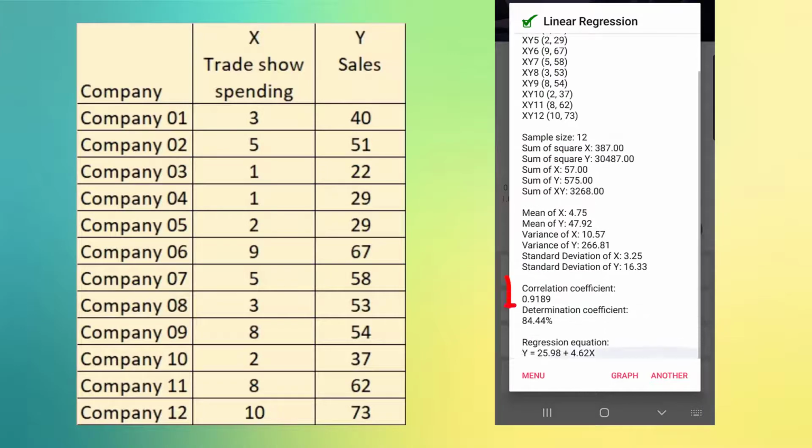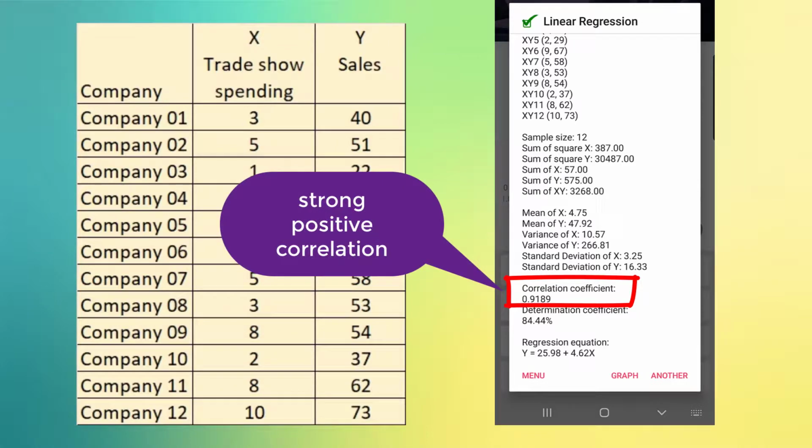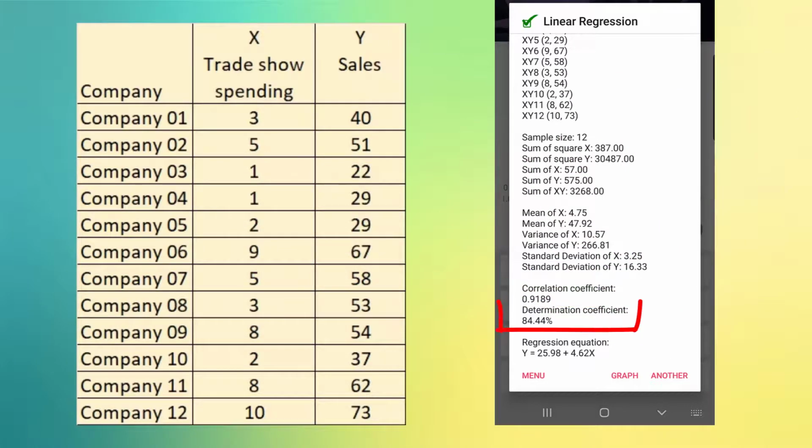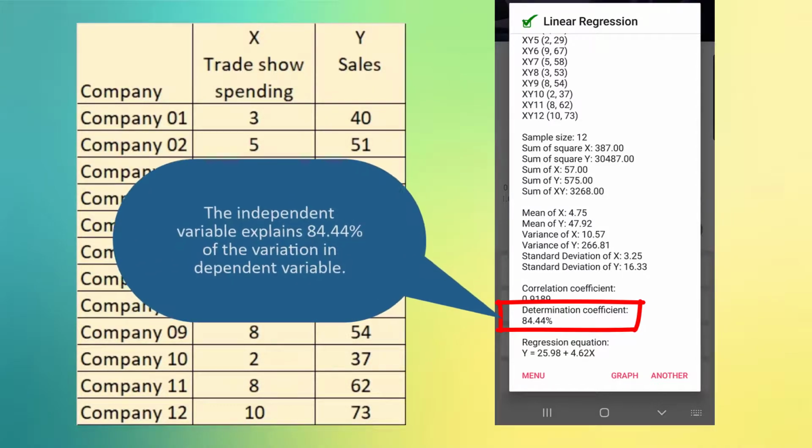Correlation coefficient is 0.9189, which suggests a strong positive correlation. The coefficient of determination, or R-squared, is 0.8444, or 84.44%. This means that the independent variable explains 84.44% of the variation in the dependent variable.